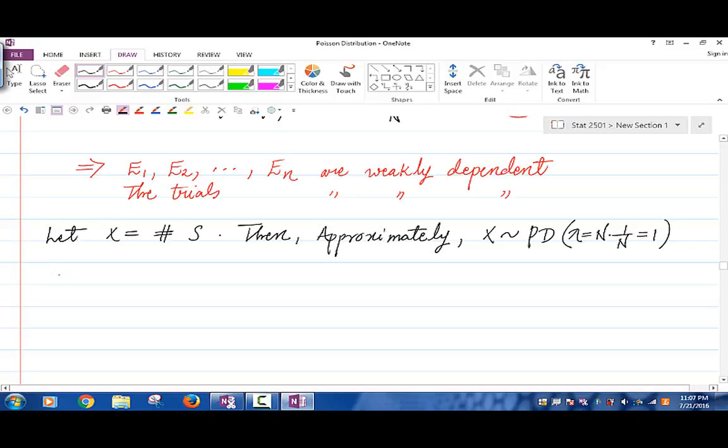And so approximately the PMF of X, the probability that X is k, is approximately e to the negative lambda times lambda to the k over k factorial, which is 1 to the k, so e to the negative 1 times 1 over k factorial.